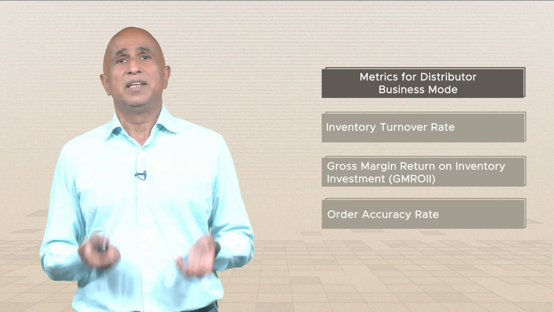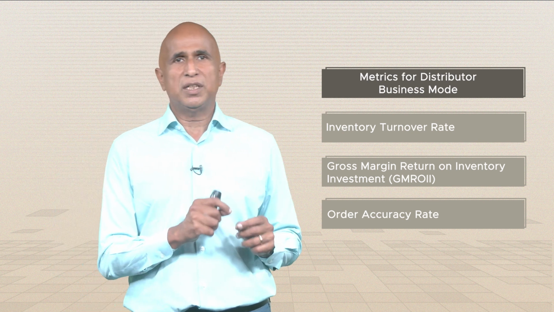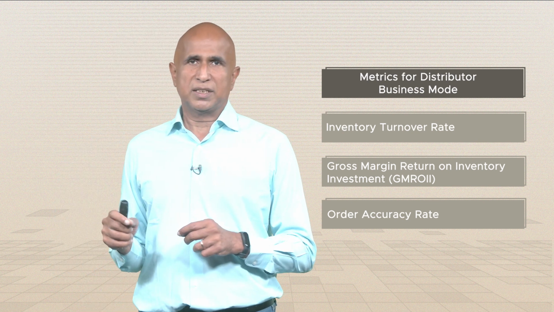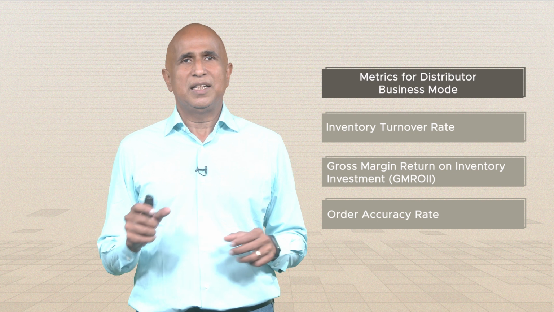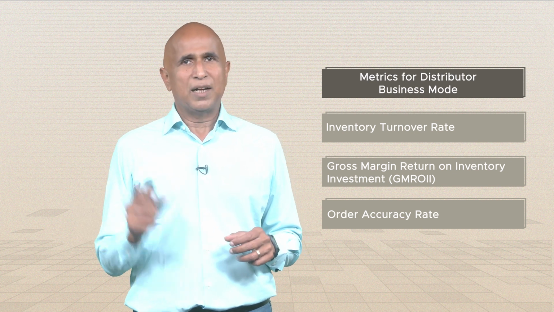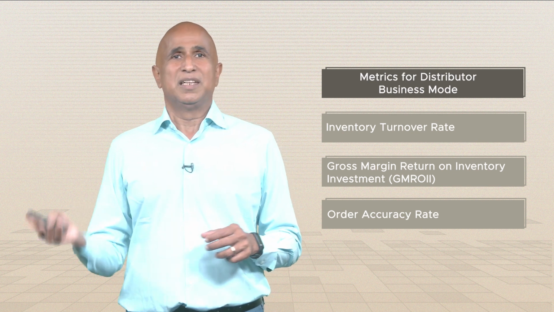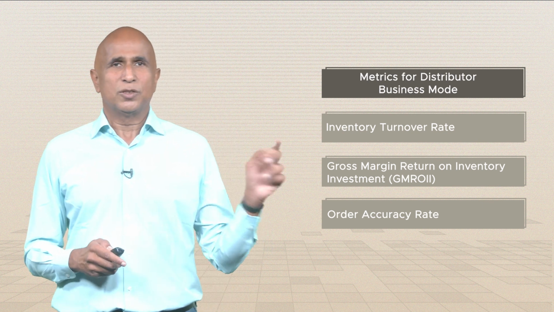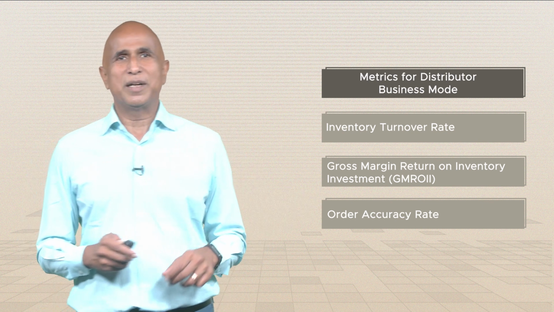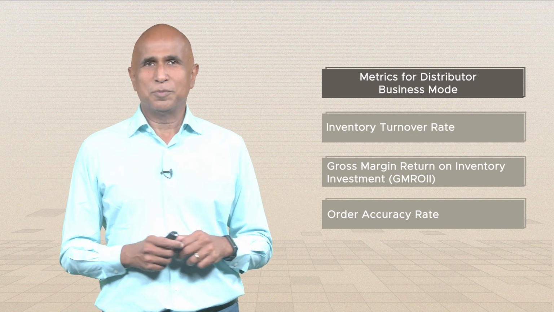Order accuracy rate. It measures the percentage of orders that are delivered without errors. A higher accuracy rate leads to higher customer satisfaction and lower costs associated with returns or corrective action. So, order accuracy rate is an important metric for a distributor business model.